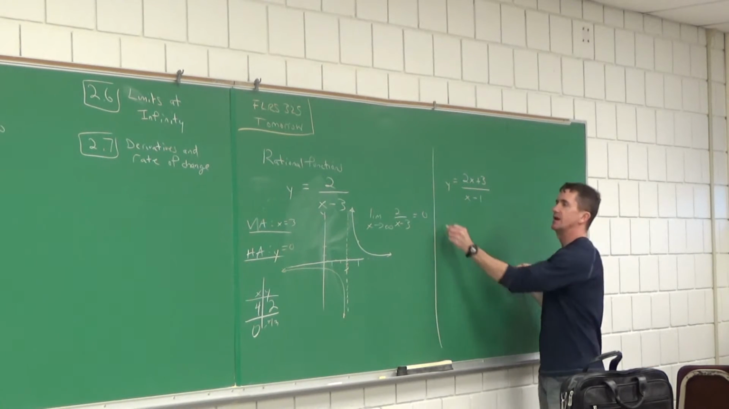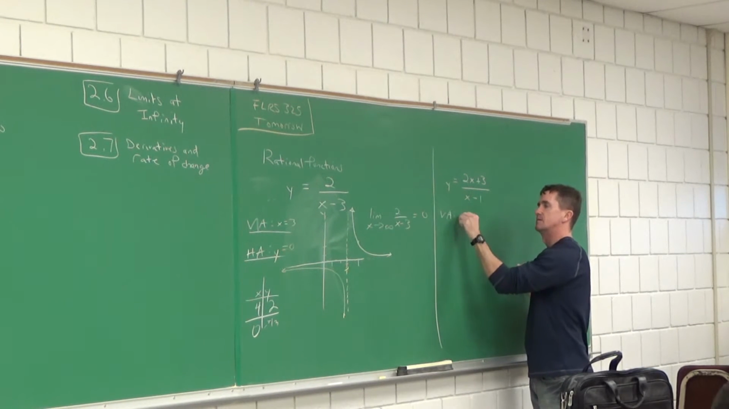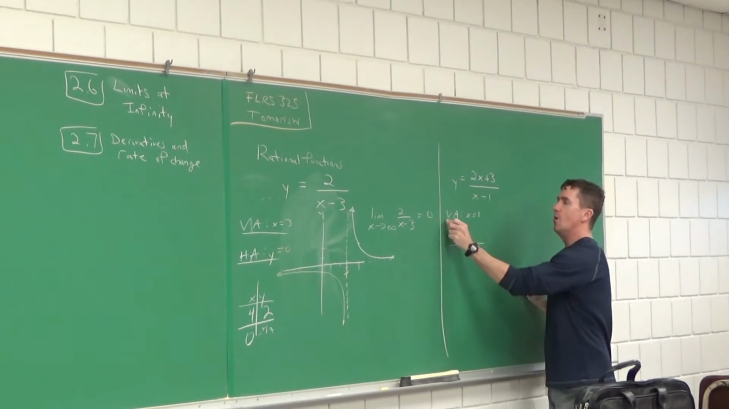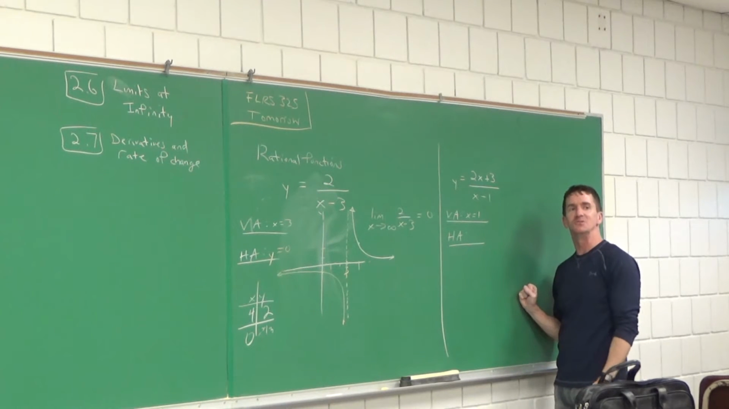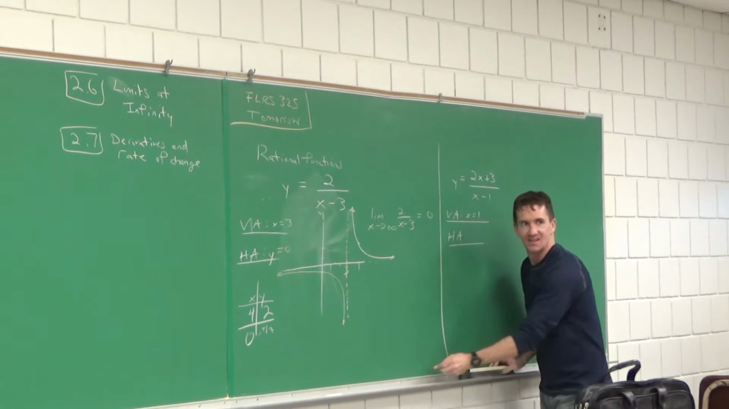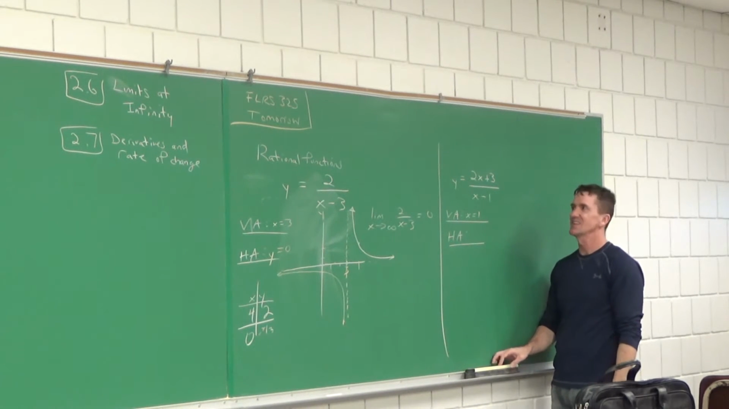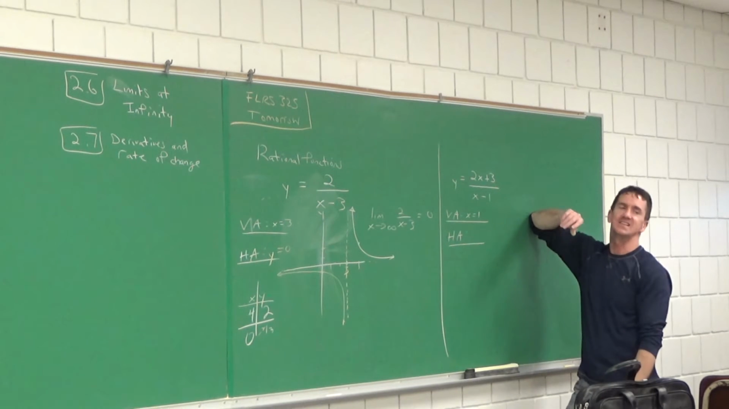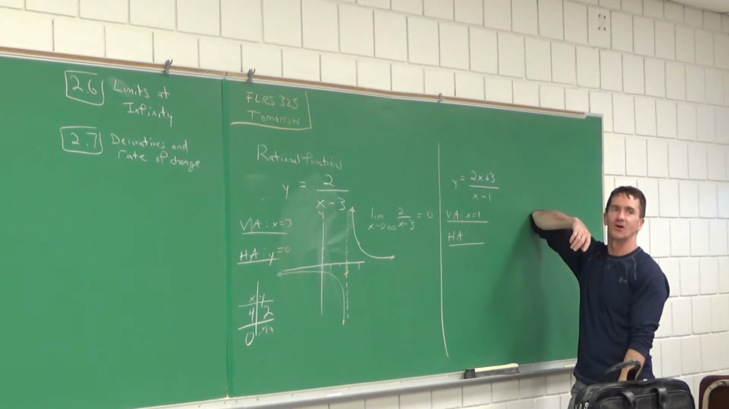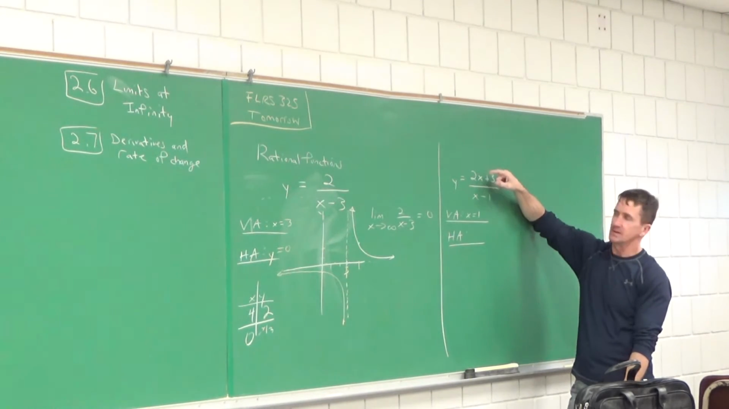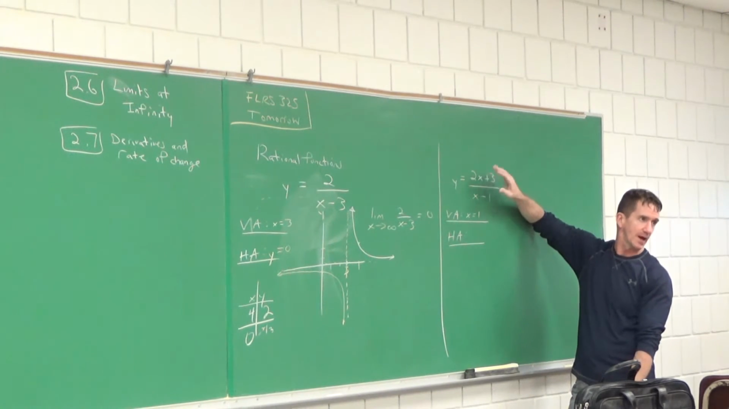Well, where's the VA now? 1. And you and I will talk about the HA. 2. Oh, I heard it, it's 2. How did you do that? That was good. Yeah, because x at the numerator and denominator has the same number. Exactly. Victor, brilliant, that was awesome. Evan, do you notice the highest power in the numerator is a 1? The highest power in the denominator is a 1, they're matching.